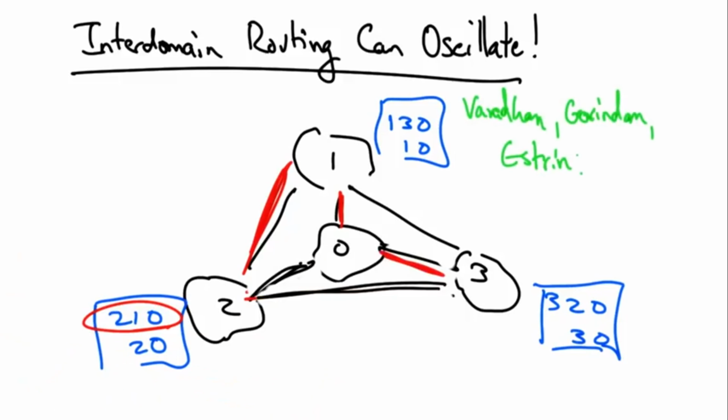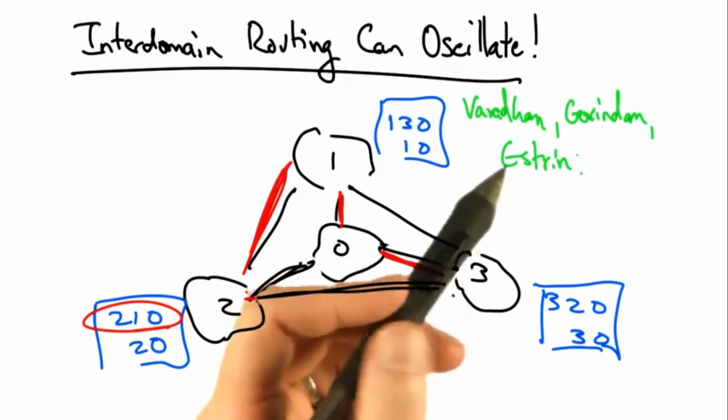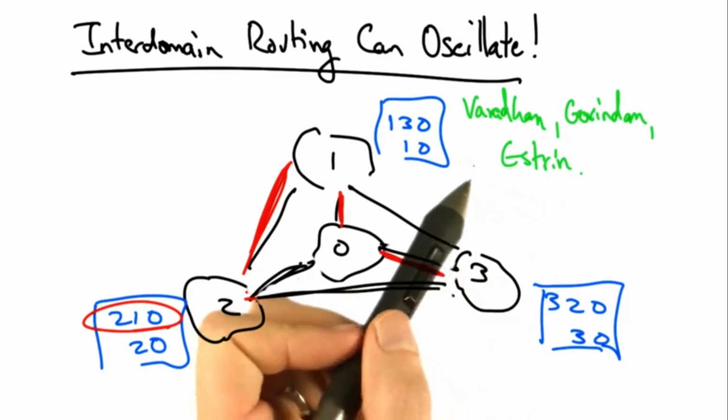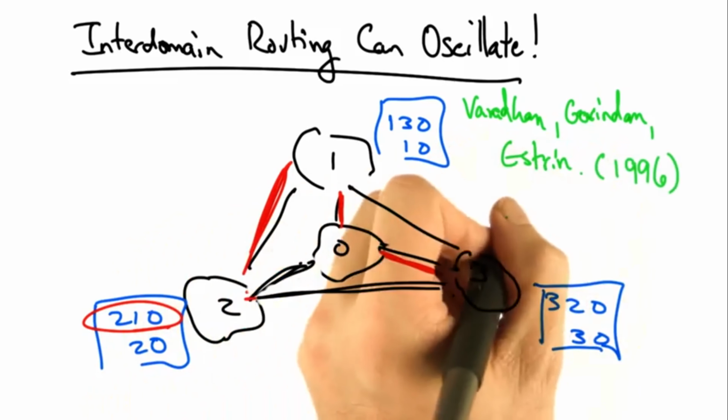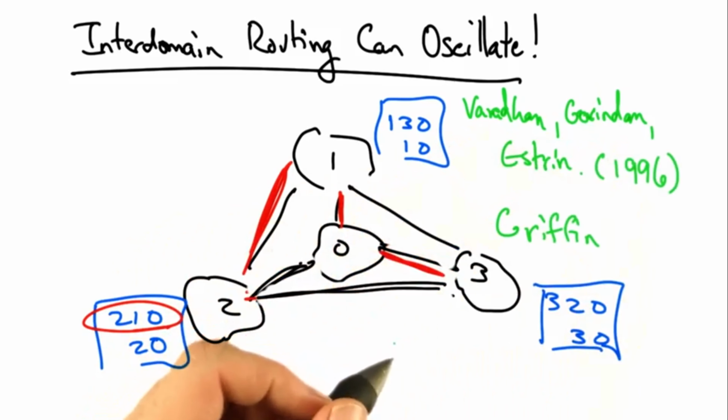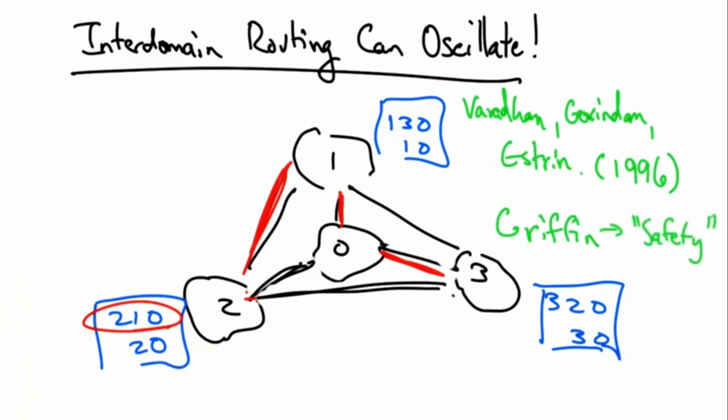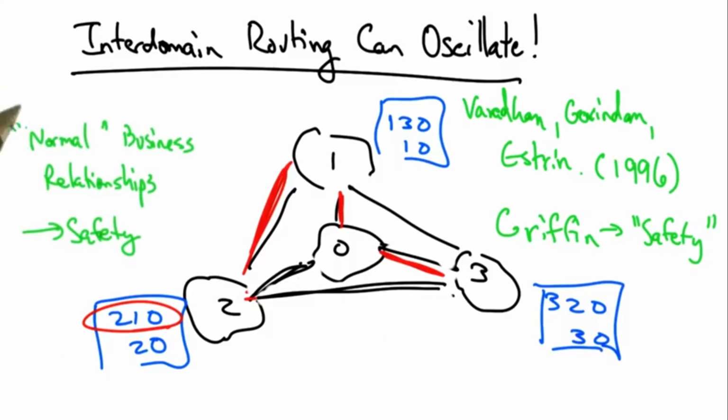This particular pathology was first discovered by Varadhan, Govindan, and Estrin in a paper called Persistent Route Oscillations in Interdomain Routing in 1996. Later, Tim Griffin formalized this pathology and derived conditions for stability. Those stability conditions came to be known as a BGP correctness property called safety. It turns out that if ASs follow the ranking and export rules that we discussed, that safety is guaranteed.